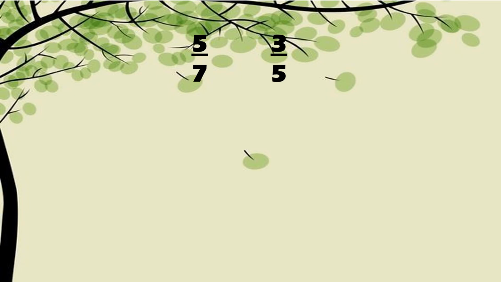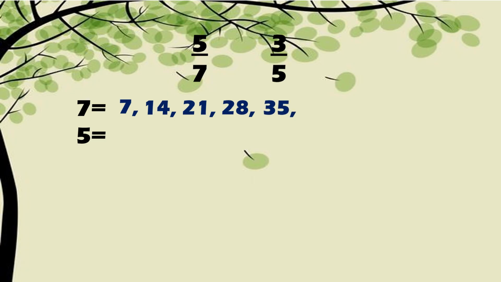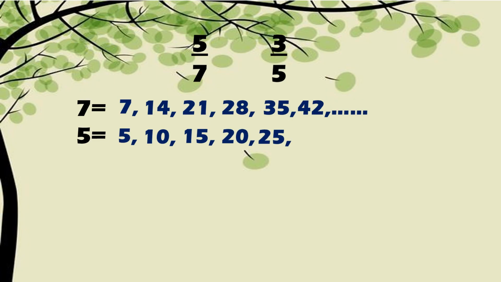Let's have one more. 5/7 and 3/5. So let's look for the multiples of 7 and 5. 7, 14, 21, 28, 35, 42, and so on and so forth. For 5, 5, 10, 15, 20, 25, 30, 35, 40, and so on and so forth.